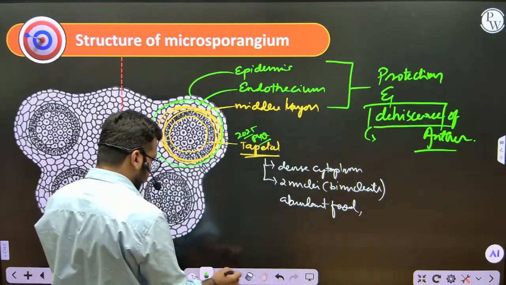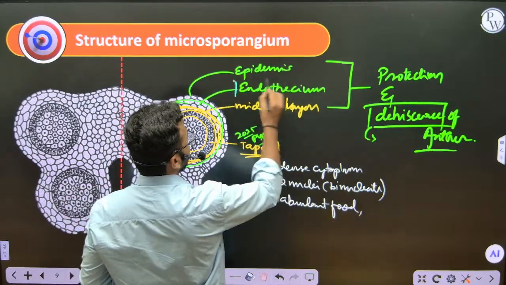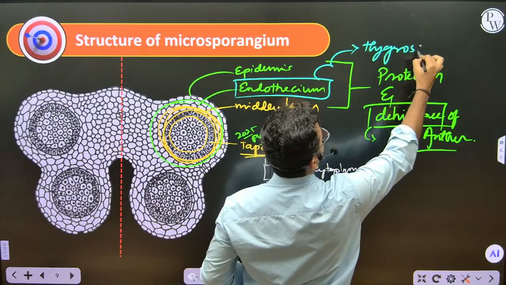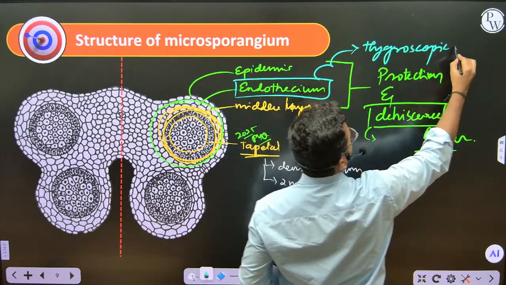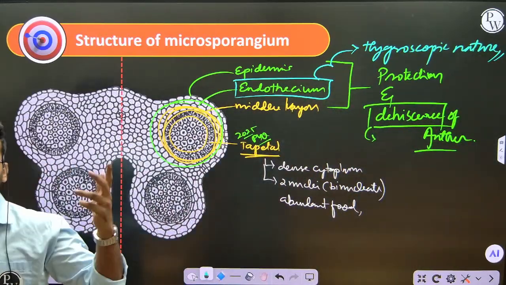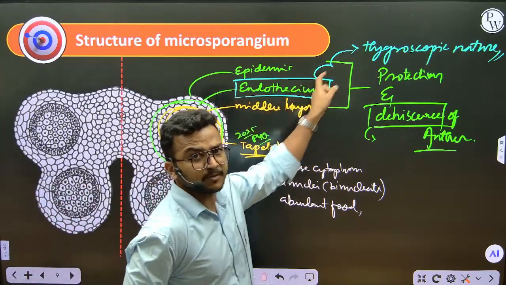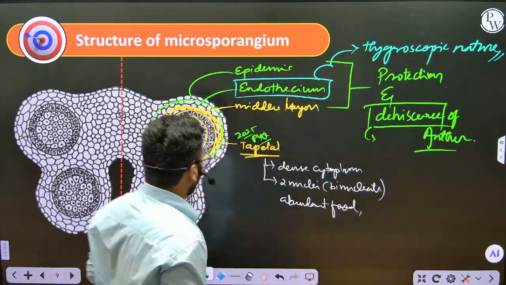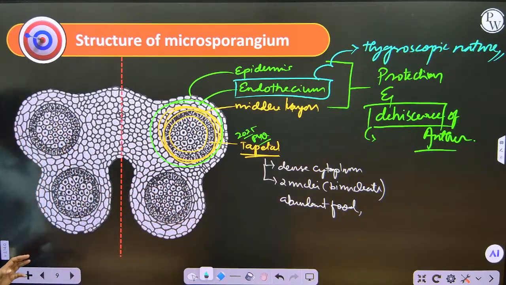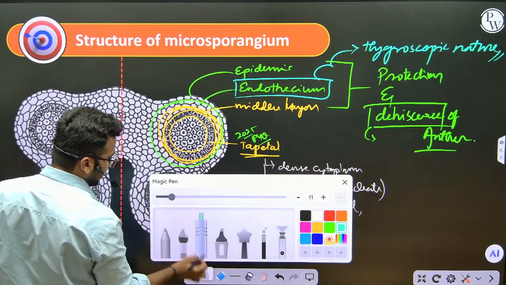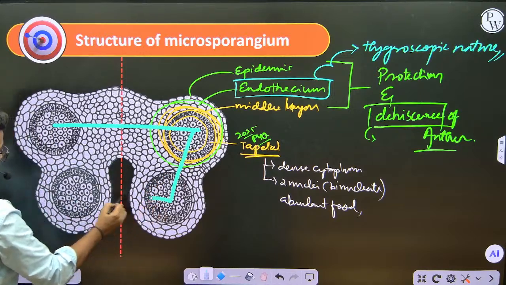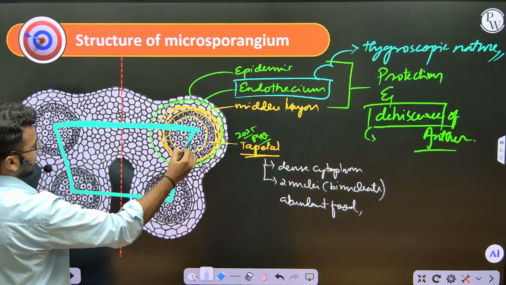And especially in the case of the endothecium, these cells are hygroscopic in nature. Hygroscopic means it helps in drying out, or helps in losing the moisture. That is hygroscopic. Endothecium cells are hygroscopic in nature. And next to that, what you are seeing, there are 4 different microsporangia. And if you see the arrangement, this is a polygonal structure.